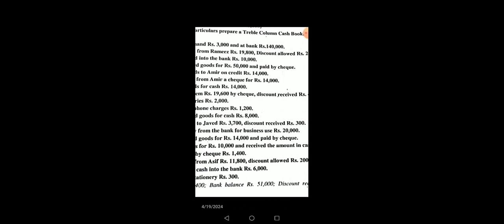The third entry has been completed, and now we are having the fourth entry: purchase goods for cash. Purchase goods for cash and paid by check.